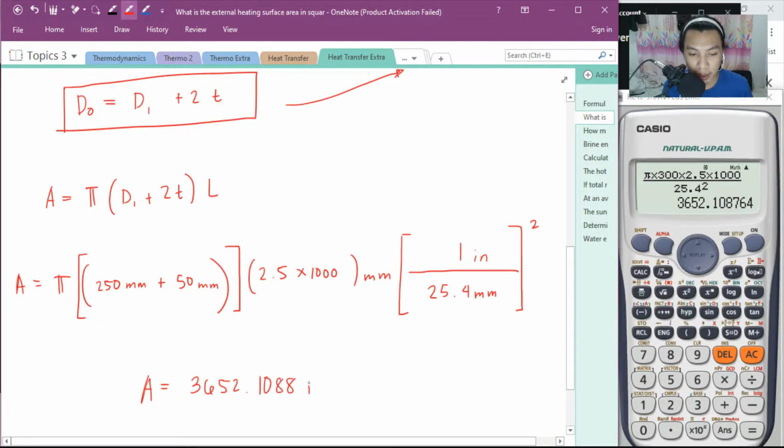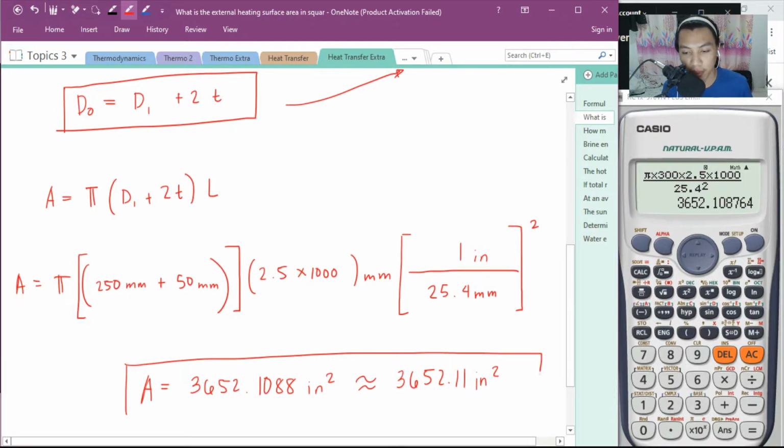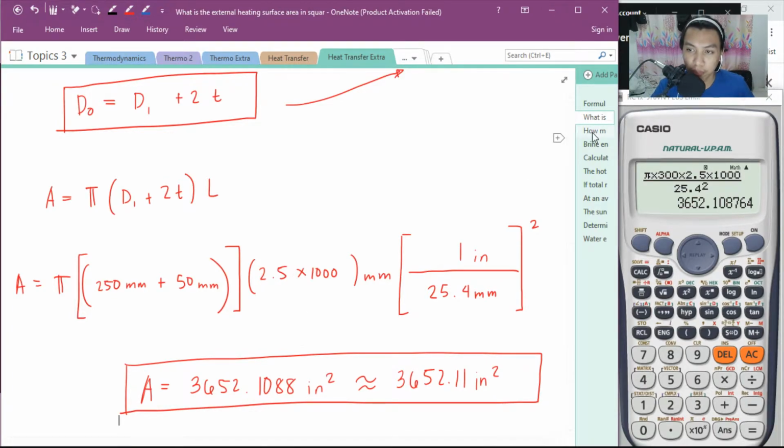3,652.1088 inches squared. Approximately 3,652.11 inches squared. Okay? That is the answer for problem number 1. How about problem number 2?